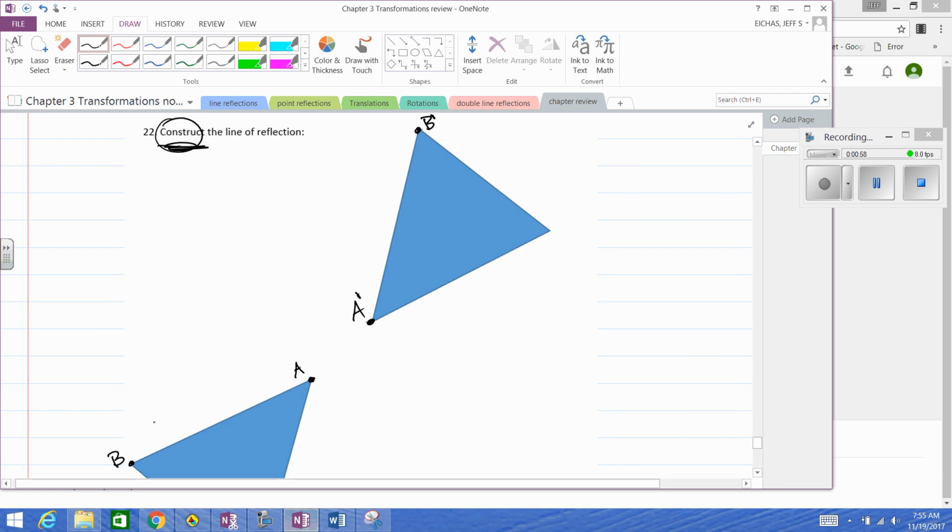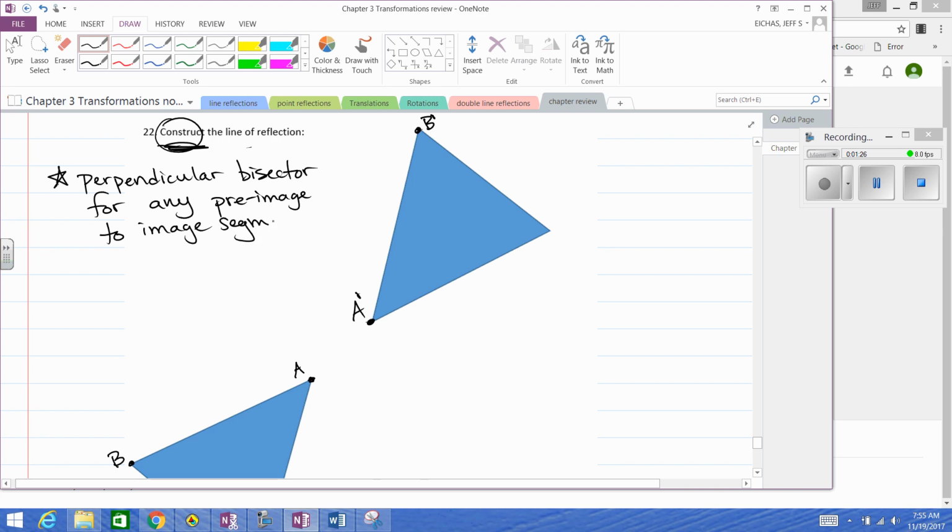Okay, we need the perpendicular bisector of any pre-image to image segment. So to get this done, the line of reflection is the perpendicular bisector for any pre-image to image segment. Okay? Now, we can't just freehand that when it says construct. That implies a lot of precision and a set geometry method.